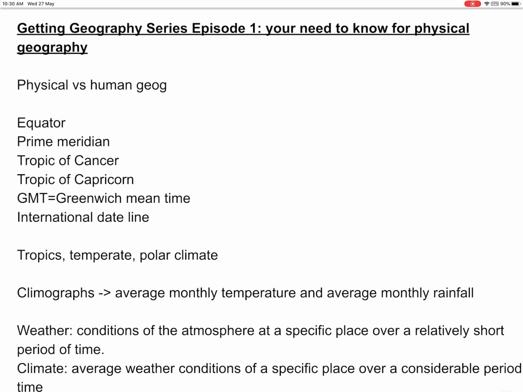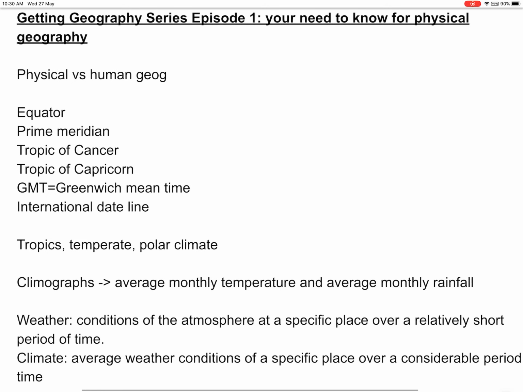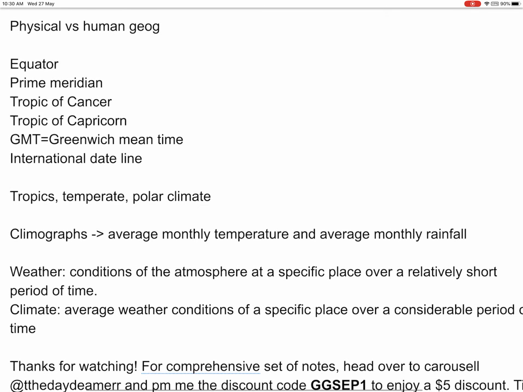Now, to give a short teaser into what is going to happen in the next episode, let me tell you what weather and climate are. Weather is the conditions of the atmosphere at a specific time over a relatively short period of time, maybe let's say 6 months, 1 year, while climate is the average weather conditions over a specific place over a considerable period of time. By considerable, it means 30 to 35 years. That's how long it is.